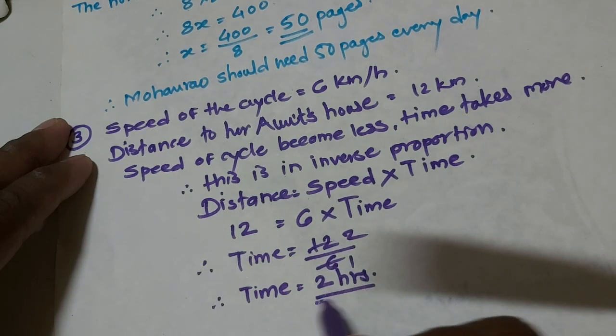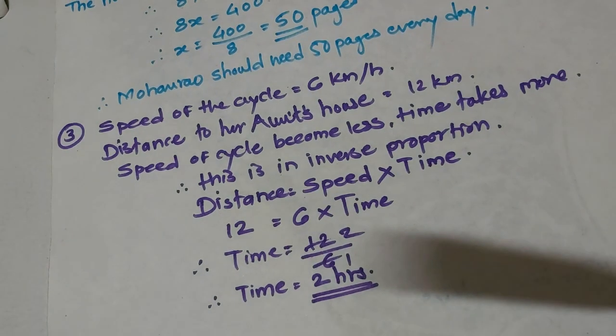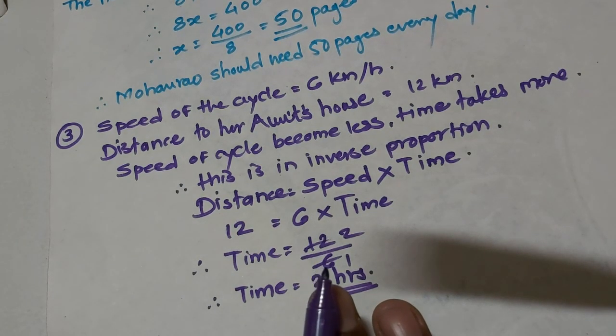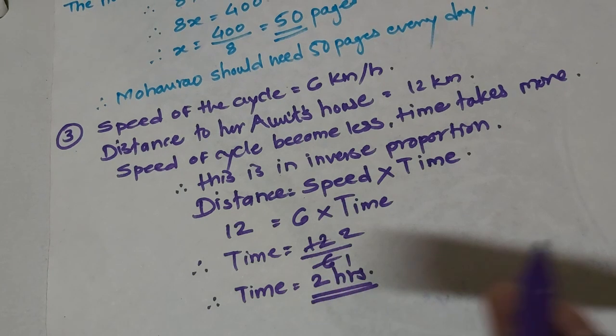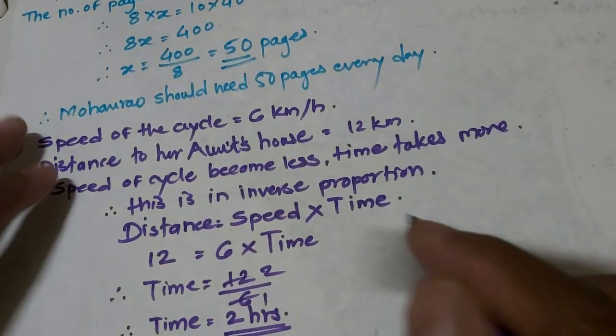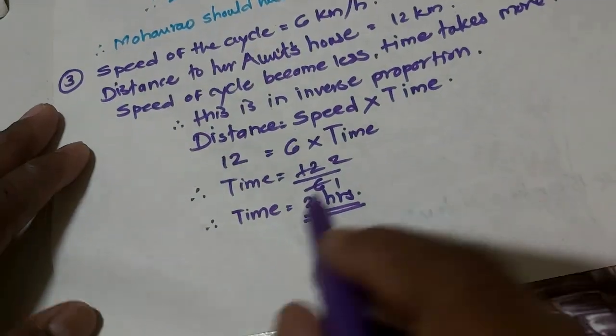Okay, HRS short form, you can write in full, HOURS. So now we got the first question's answer. Now the second one: if she cycles at a speed of 4 km per hour, how long would she take?